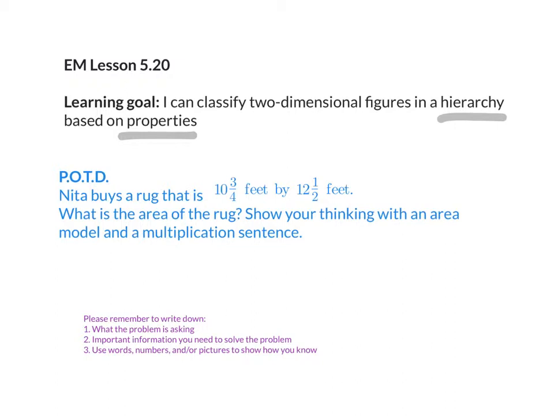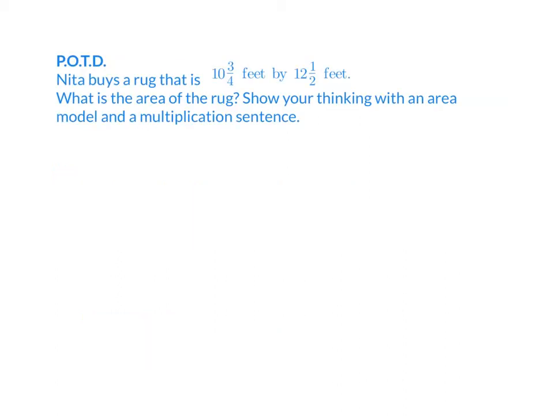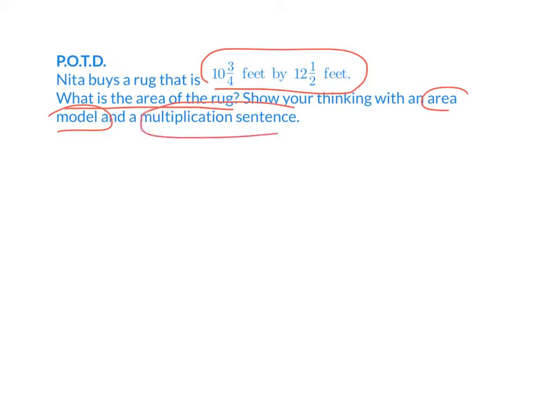As you can see, this problem of the day is reviewing the skills that we've learned before about area. It says, Nita buys a rug that is 10 3/4 feet by 12 1/2 feet. What is the area of the rug? Show your thinking with an area model and multiplication sentence. So the question is asking us to find the area of the rug. We know that the dimensions are 10 3/4 feet by 12 1/2 feet. We need to use an area model, and we need to write a multiplication sentence.